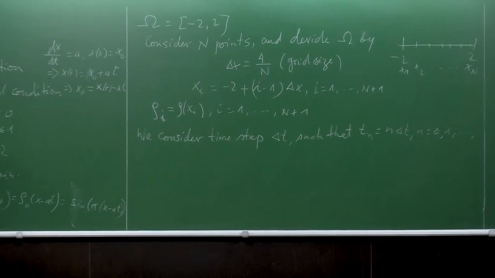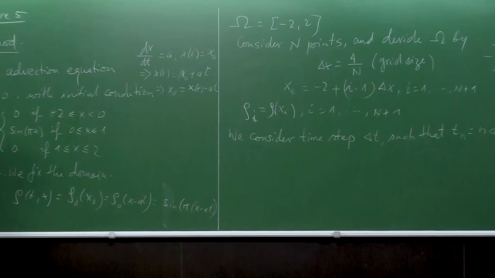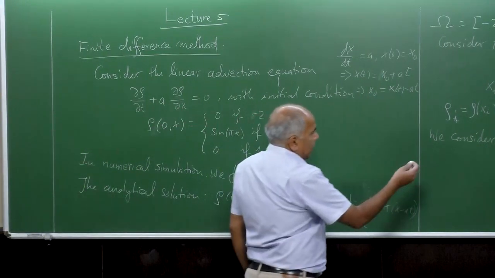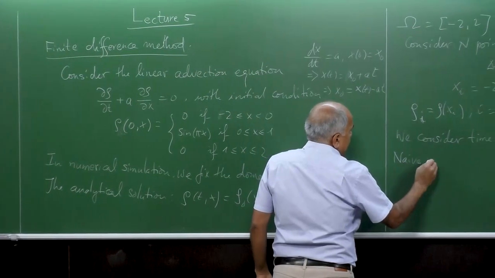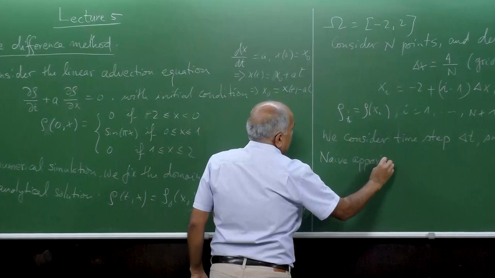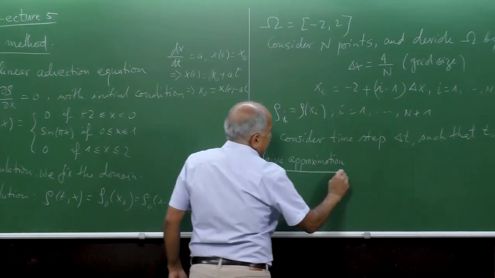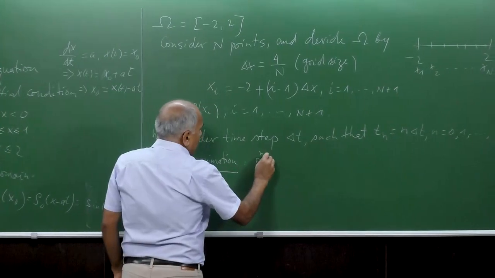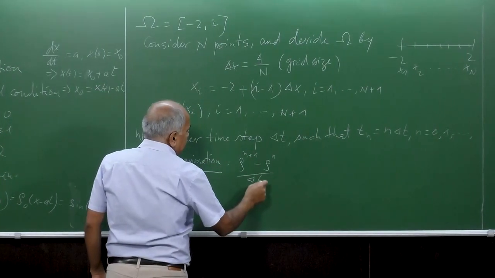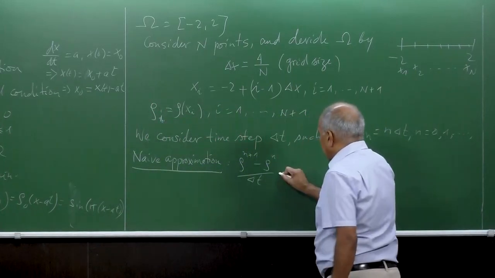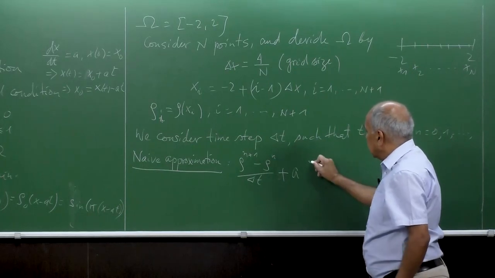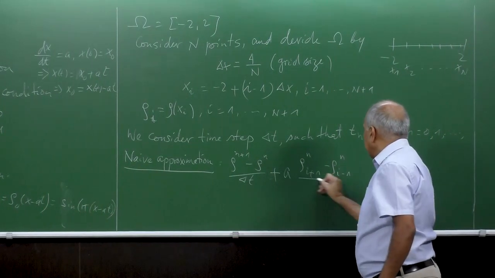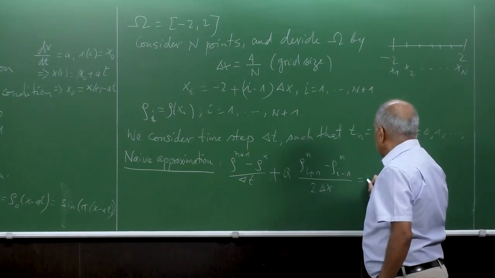Now we have to discretize rho with respect to time and rho with respect to x. We use a very naive approximation. So what do we get here? We get, with explicit time integration, rho of n plus 1 minus rho of n by delta t plus, now this A is a constant, A times rho of i plus 1 at n minus rho of i minus 1 at n by 2 delta x is equal to 0.